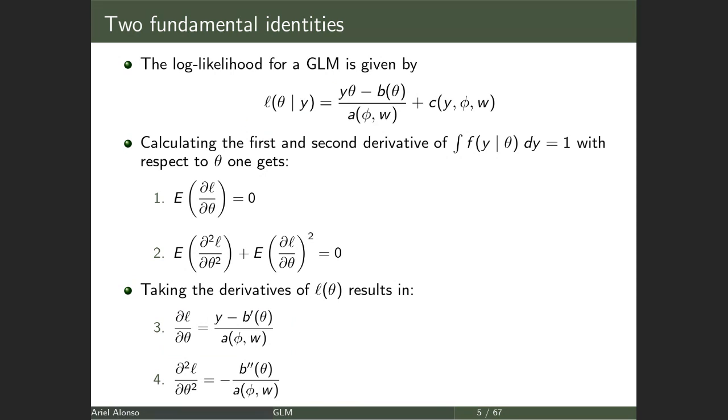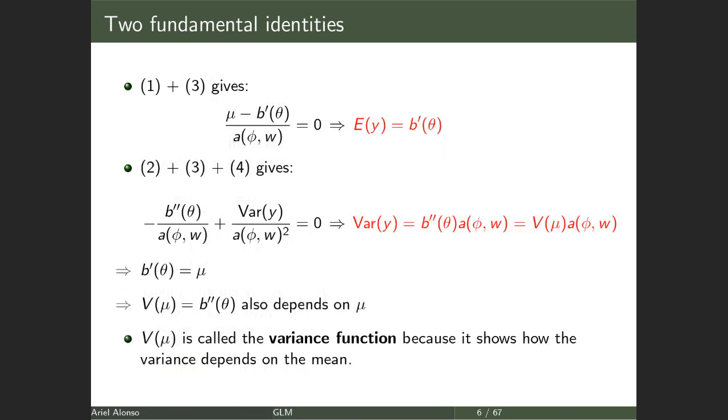And if you calculate now the second derivative, that's what we use for the Hessian, the second derivative of the log likelihood with respect to theta, you get this expression over here. So this is the first derivative of the log likelihood with respect to theta. Here you have the second derivative of the log likelihood with respect to theta. And if you now play with all these four identities, then you get a couple of very interesting equations. That's what we're going to show you in the next slide.